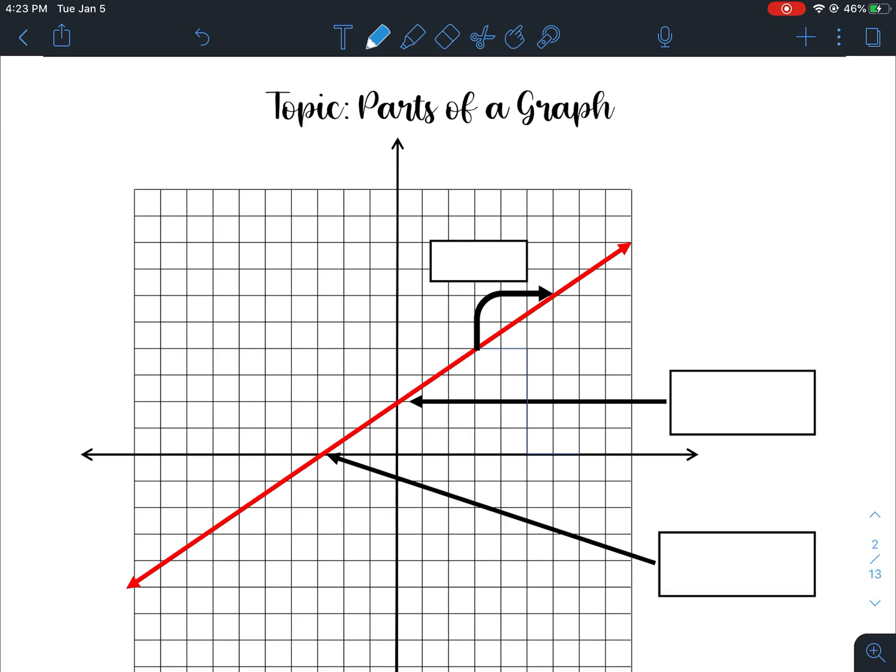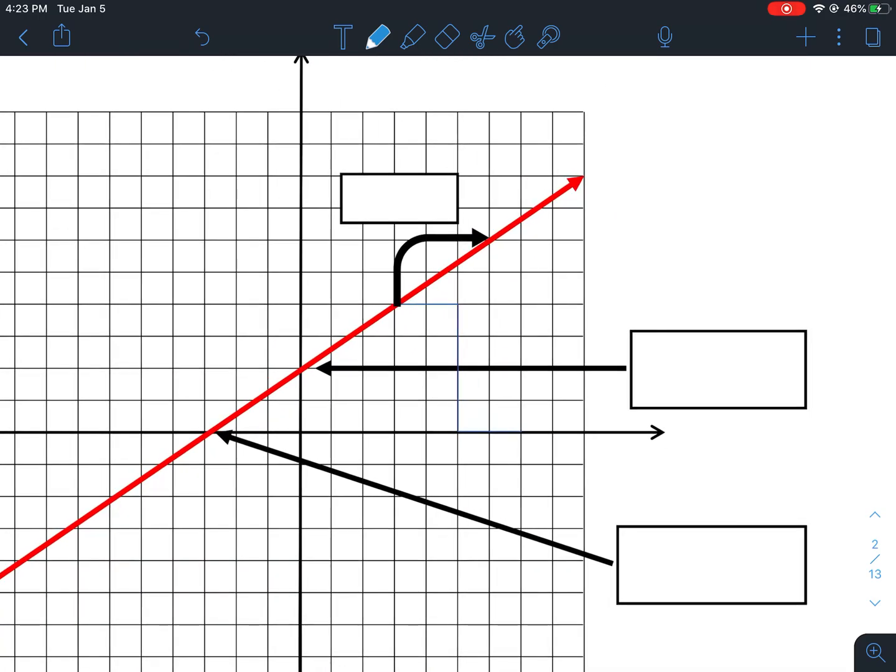So today we're just going to start off really light and talk about some important things that we need to know going into this semester. So this first arrow right here is talking about this point right here. That is what we call our y-intercept.